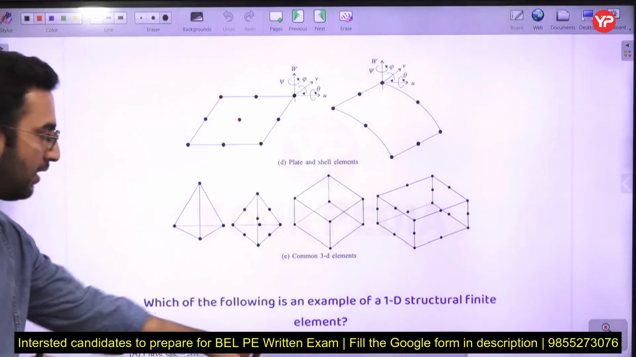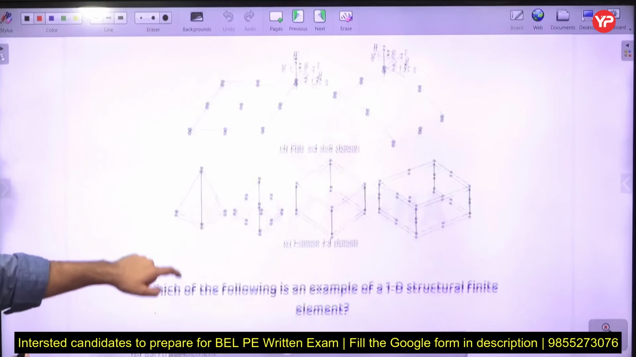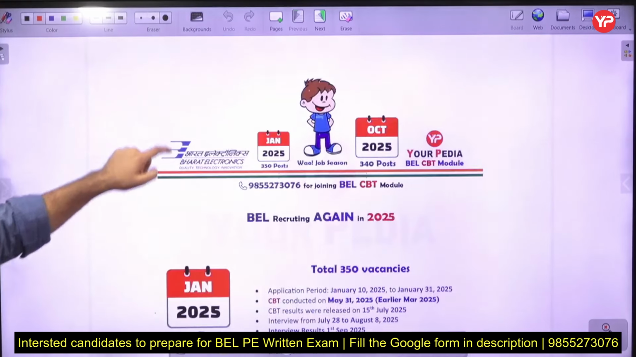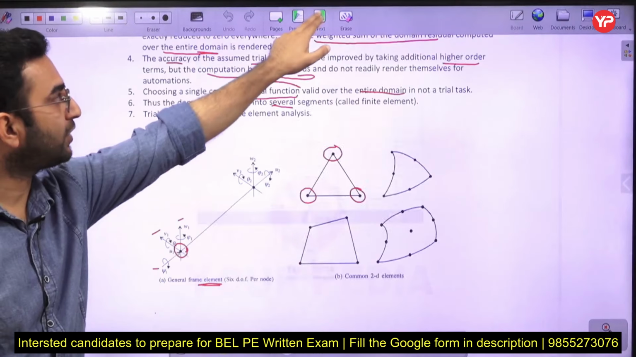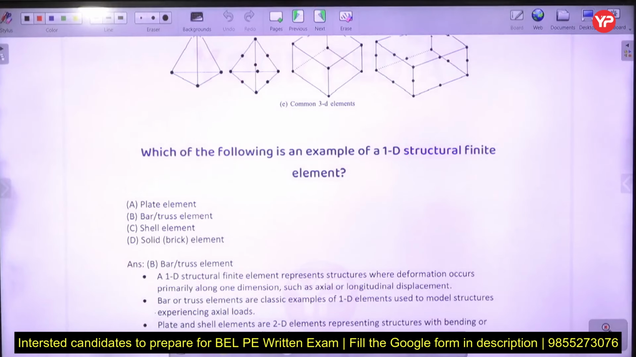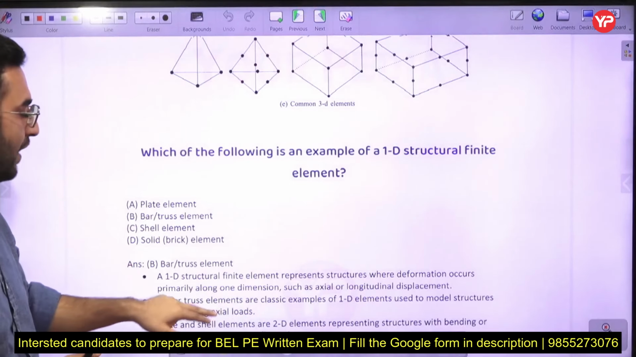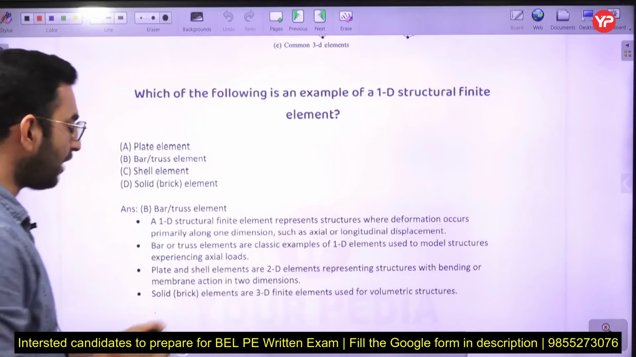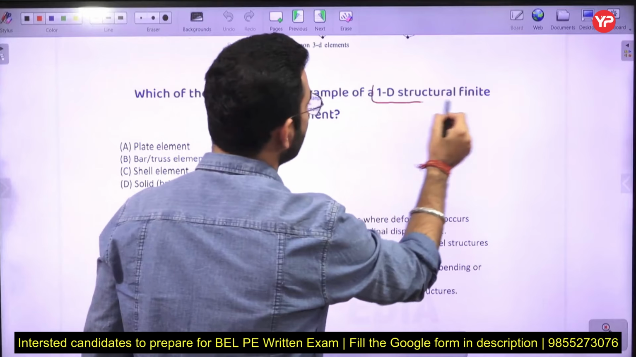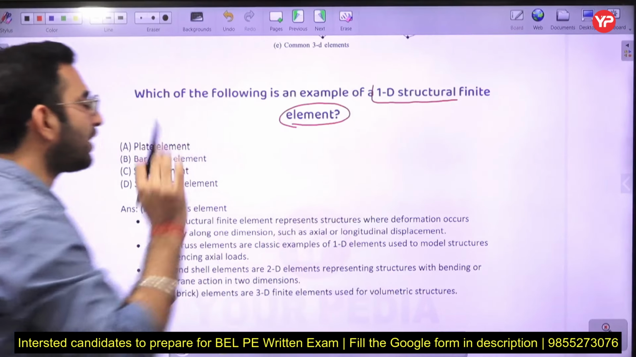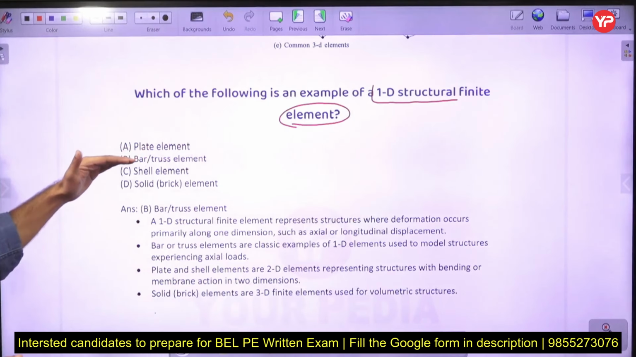Now coming back to the questions. First, what question can be asked here. Which of the following is an example of a 1D structural finite element? The options are: plate element, bar truss element, shell element, solid element.